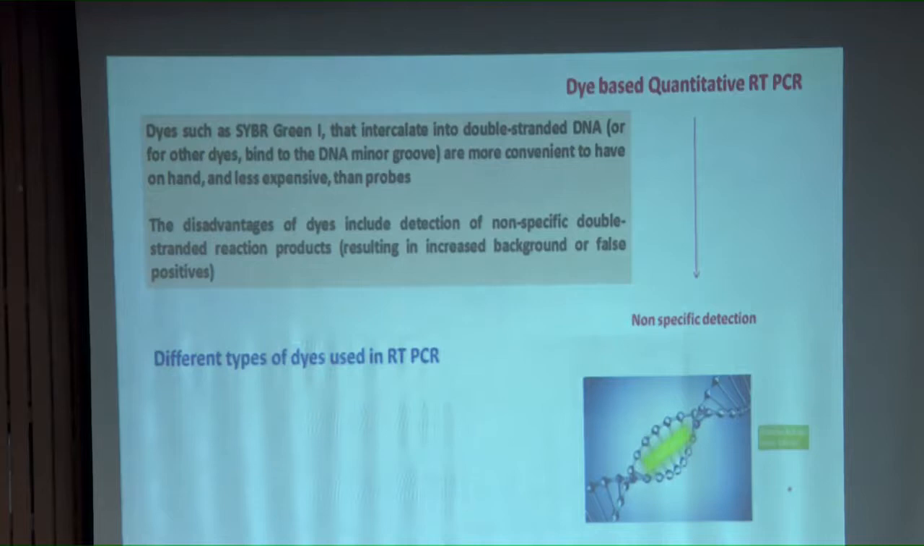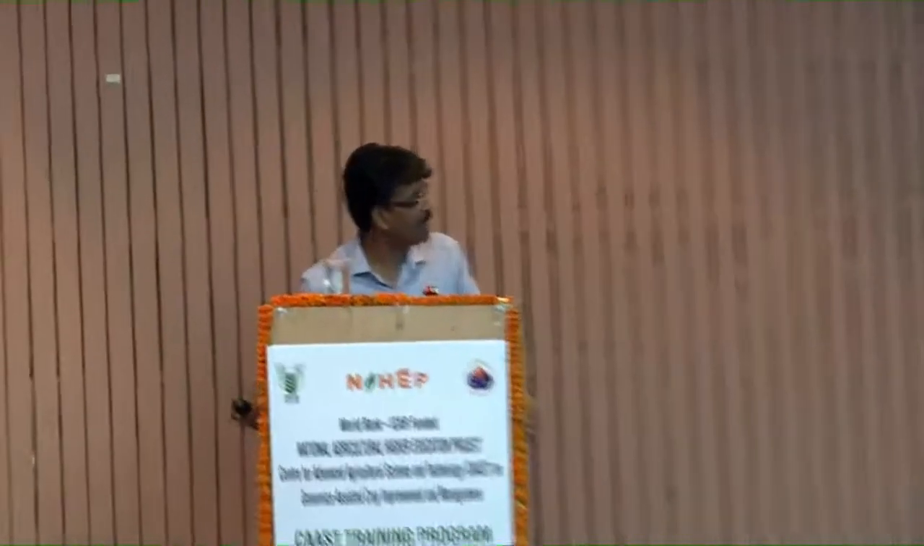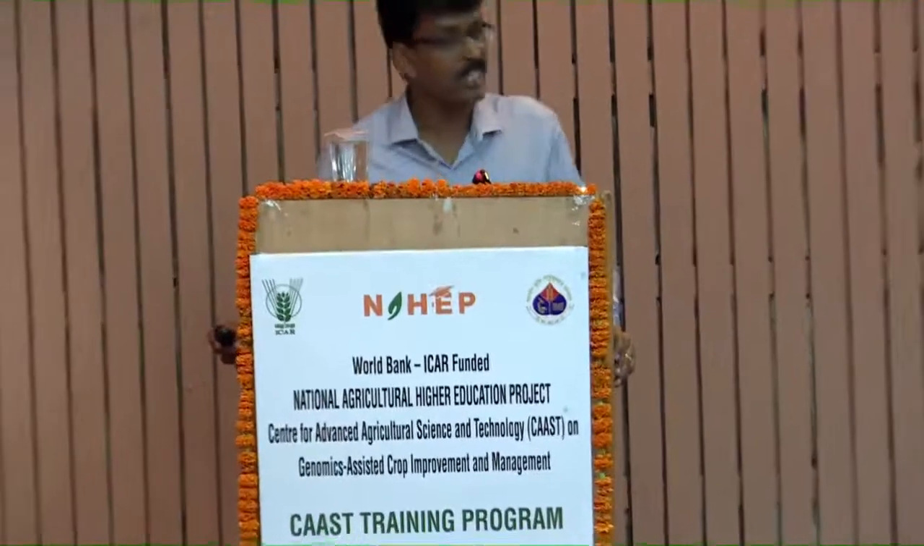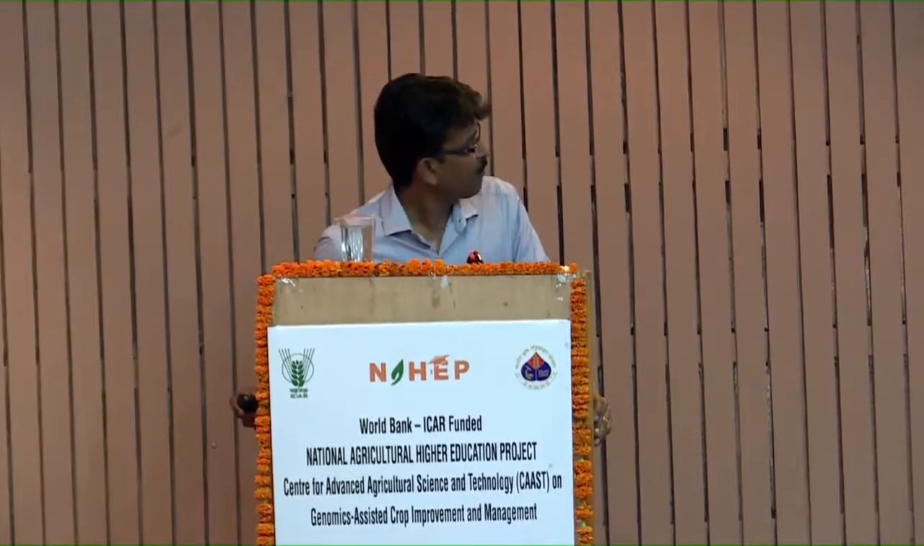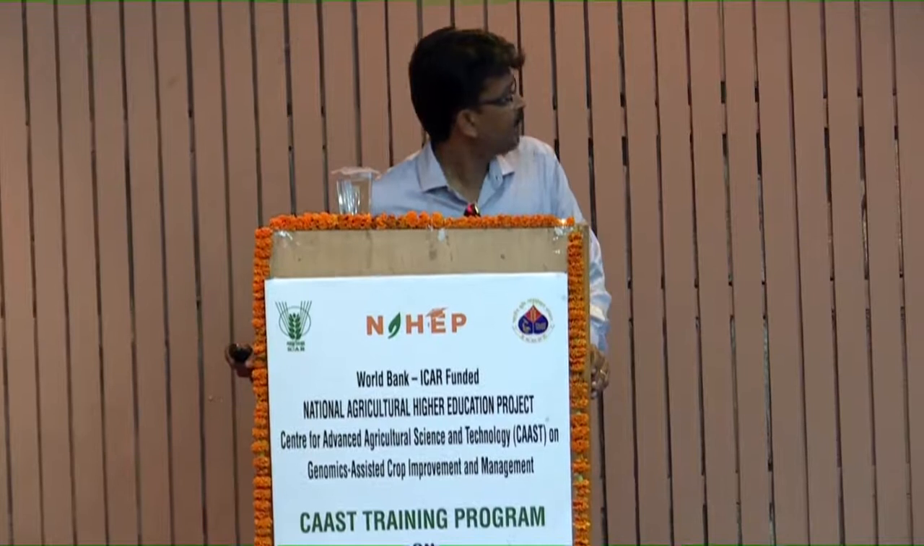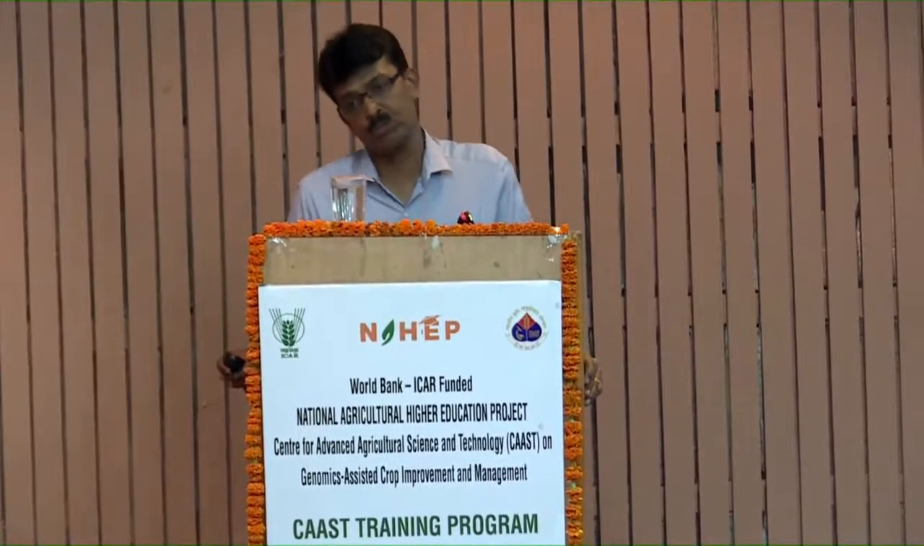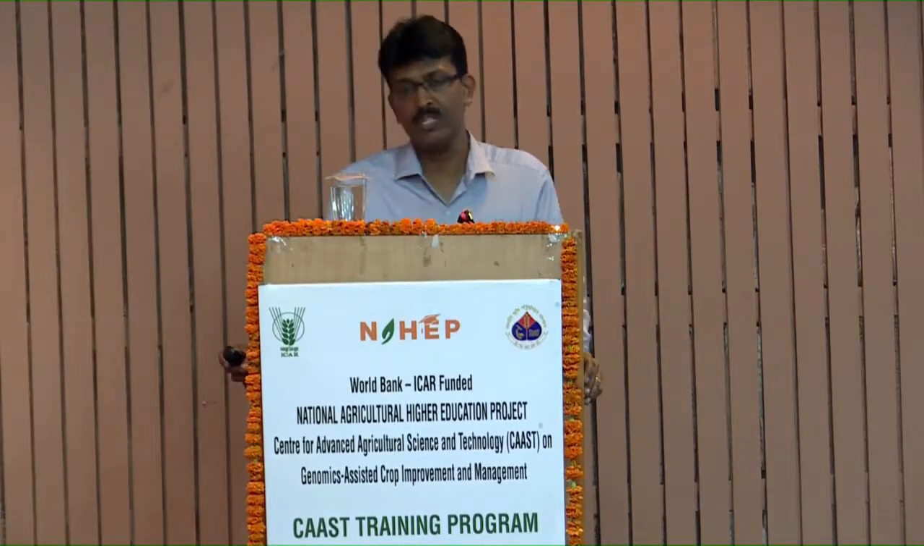Right? Here, the dye in question in qPCR, the most popular throughout the world, is a dye called SYBR Green. Right? Remember, SYBR Green is a generic name. There is a long chemical name. Please Google it out, you will understand. Dyes such as SYBR Green I that intercalate in double-stranded DNA are more convenient to have on hand and less expensive than probes.